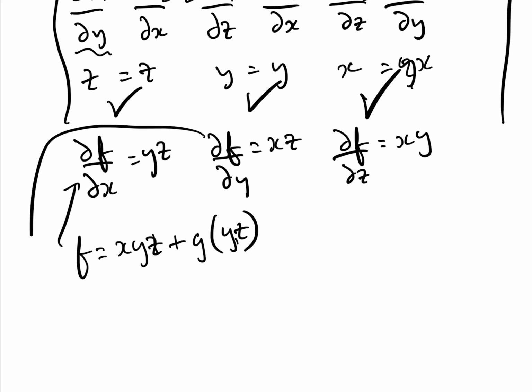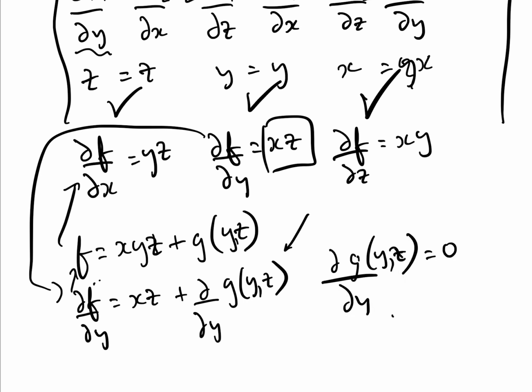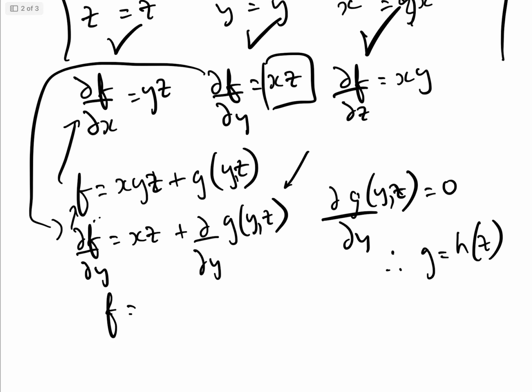And then what we do is we differentiate this with respect to y, and df/dy gives us xz add d/dy of g of y and z, and then we compare this to this. Well, clearly that means that dg of y and z/dy equals 0. Therefore, g is equal to a function of z only. So therefore we know that f equals xy z add some function h of z from there.